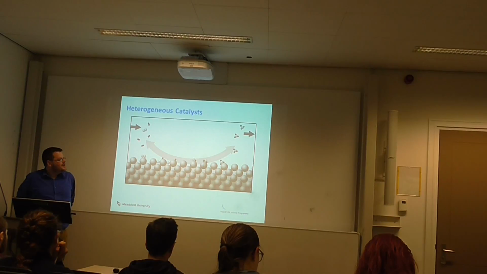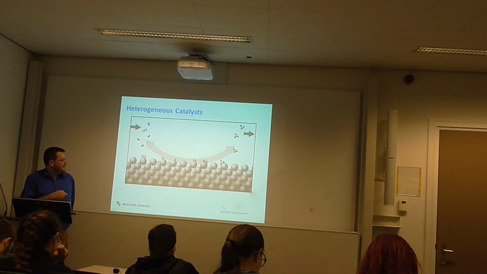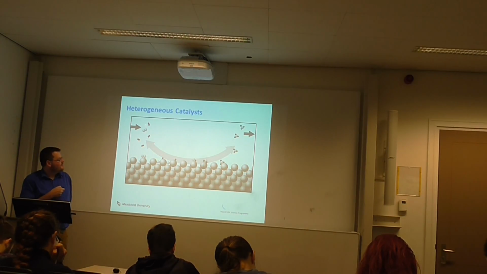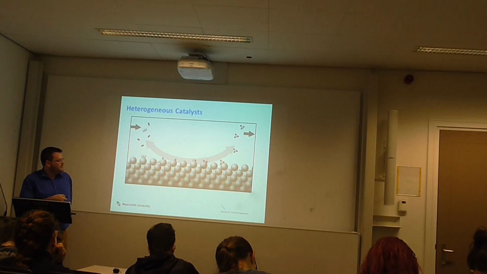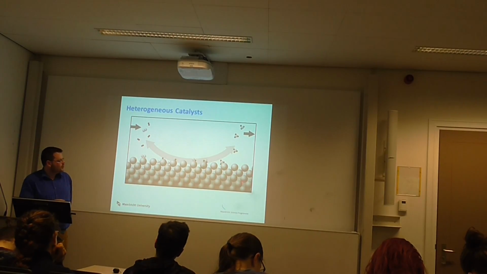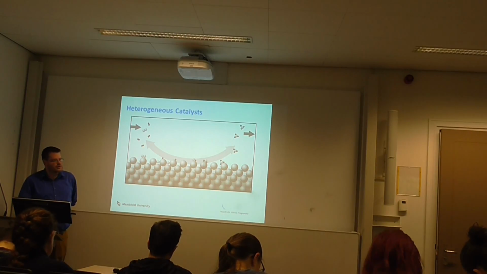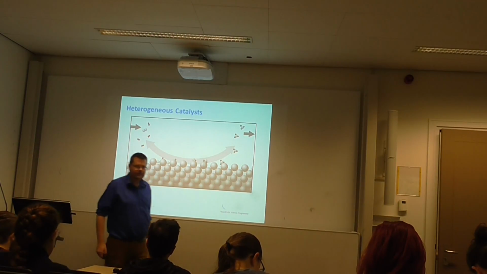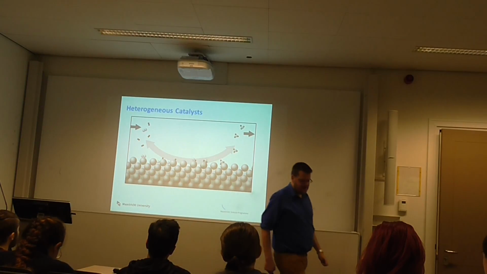As I just said, a heterogeneous catalyst is typically a solid surface, and we have gas or liquid molecules which somehow interact with the surface. Something happens at the surface and we get the product, as you can see here. In fact, this is a schematic representation of which process? Can someone tell me? What does it look like?